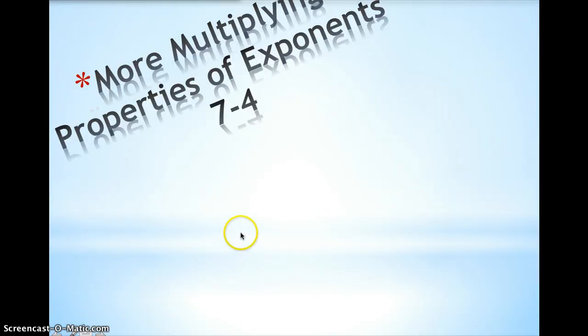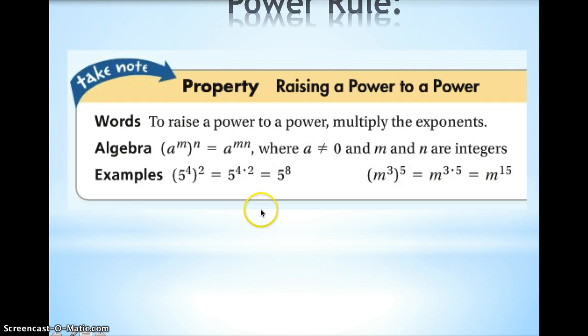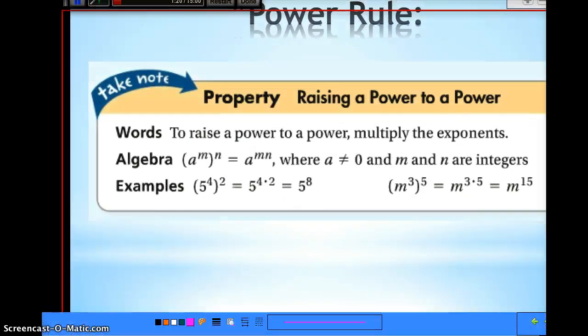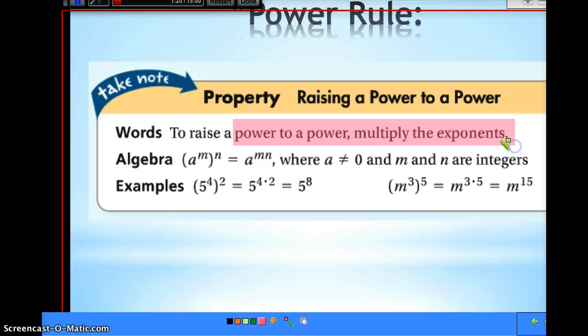Okay, we're looking at more multiplying properties of exponents, which is Chapter 7, Section 4. Raising a power to a power. To raise a power to a power, you're going to multiply the exponents. The rule is right here. So if it's a^m raised to the nth, it's really just m times n, which is a to the mn.